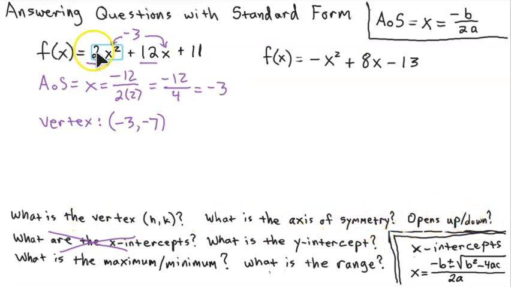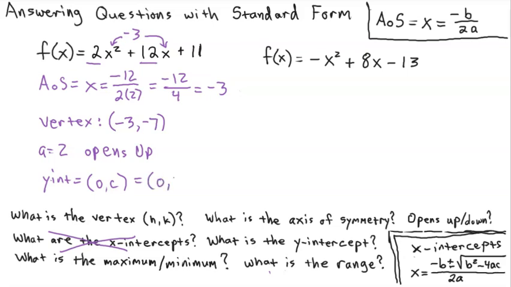All right. So we have the vertex, we have the axis of symmetry. Does this open up or down? Well, a is positive 2 here, right? Okay, so since a is positive 2, this opens up, which means that it's going to have a minimum. What is the y-intercept? The y-intercept is actually really easy, c. The y-intercept is equal to 0, comma c, okay? So in this case, that's 0, comma 11.